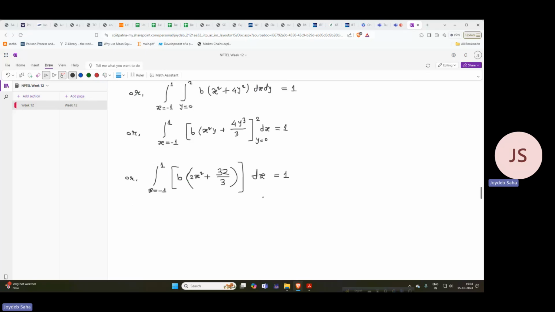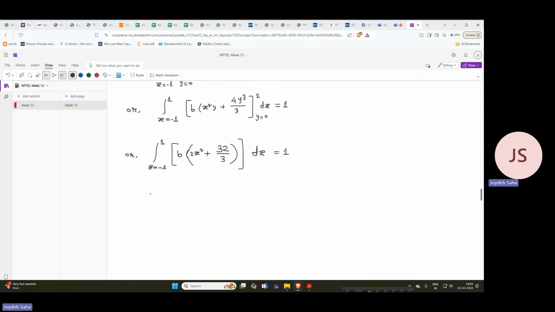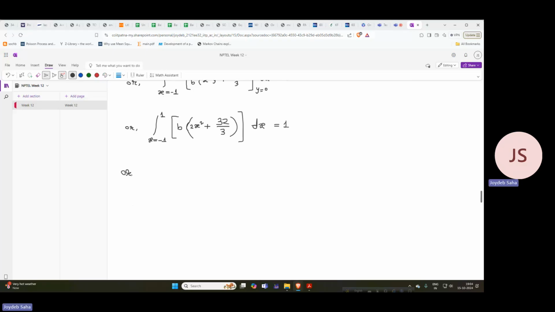Now perform the integration with respect to x. This is nothing but b, 2x cube upon 3 plus 32 upon 3 multiplied with x, and the limit is x is equal to -1 to +1 is equal to 1. Fine.